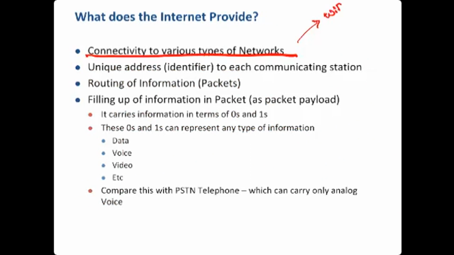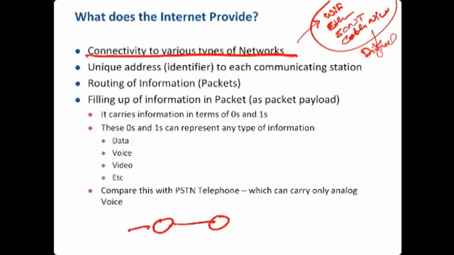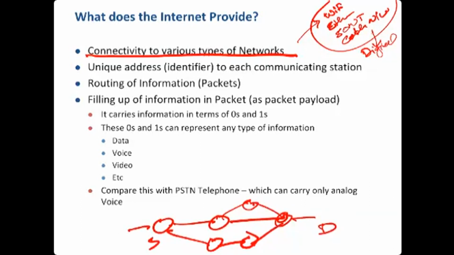like Wi-Fi, for example, Ethernet, Sonet, cable network, and so on and so forth, which can carry, or which has a channel to carry, digital signals. And then, let's assume the path of the packet is like this, this is the structure, and this is the source and this is the destination. Then your packet comes here into this router. Now in between there can be Wi-Fi, here there can be cable.